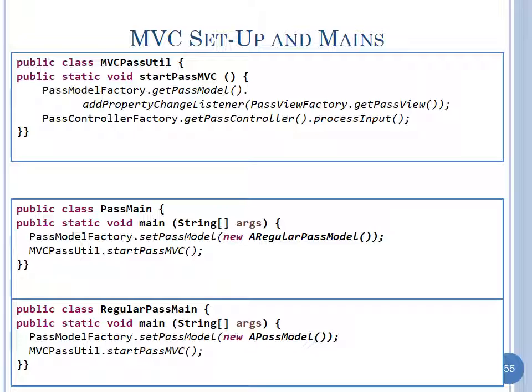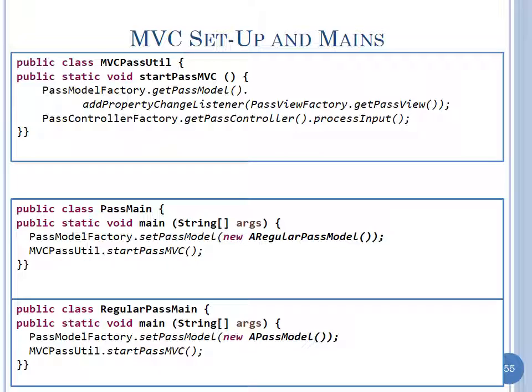We do have to tell each model all of its views. And the way you tell a model about its views is to call a registration method in the model. That method is called add property change listener. And we assume we have a factory for the view and controller also. So this particular set of code fetches the model, fetches the view, fetches the controller, and connects the view to the model. So that's how the connection happens. And now we have two mains, one that is the regular pass main, and one that is the flexible main. And the mains just call the setup code after initializing the factory.